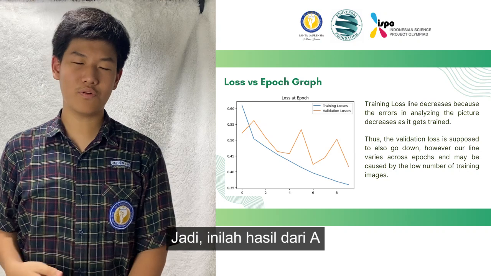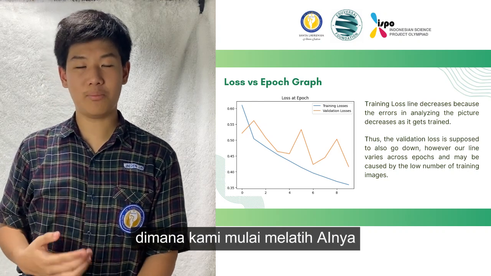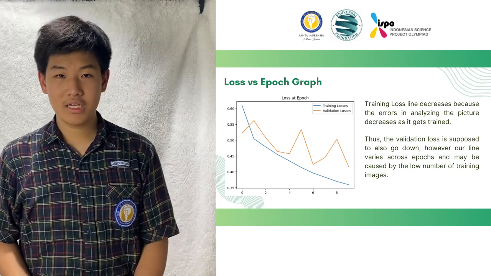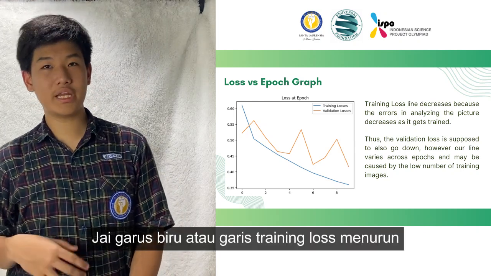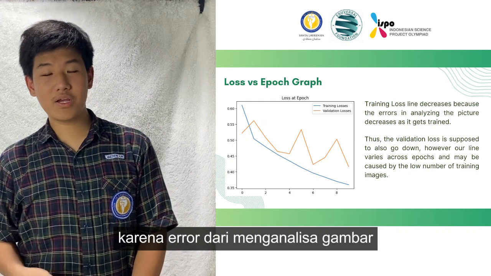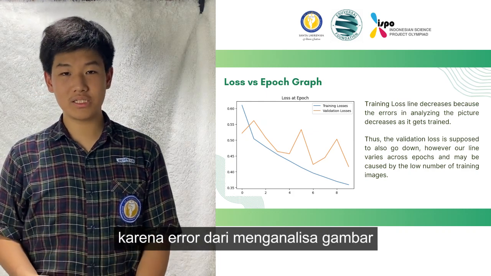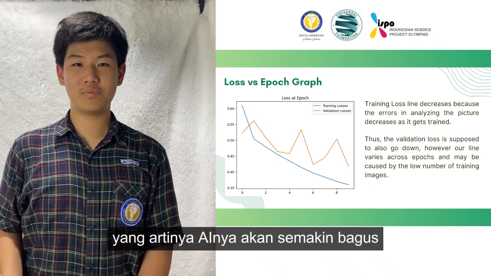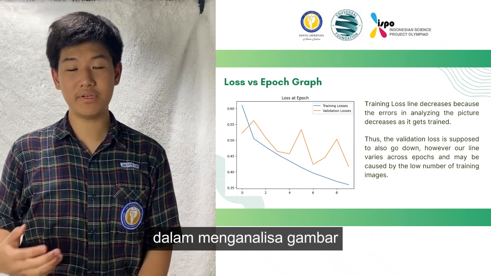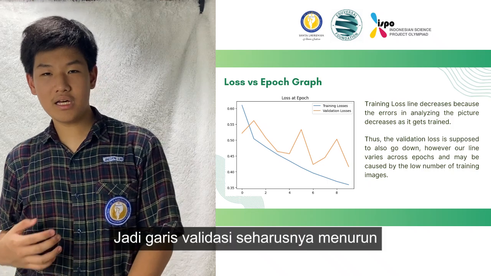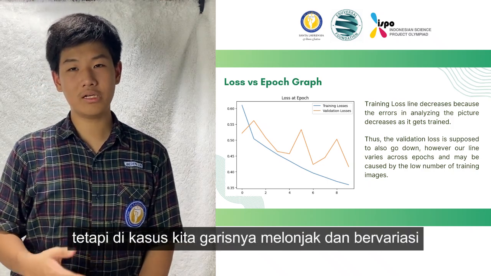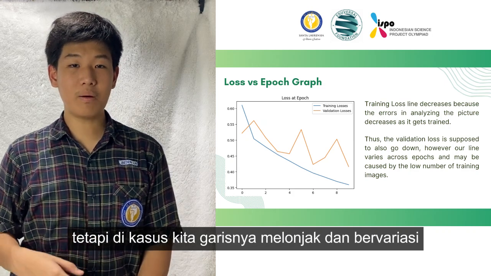So these are the results of our AI. When we first trained the model, it presented us with the loss versus epoch graph. So the blue line, or the training loss, decreases because the errors in analyzing the pictures decrease as it gets more and more trained, which means it's getting better at analyzing the images. Thus, the validation loss is supposed to also go down. However, in our case, it varies and bumps up and down.